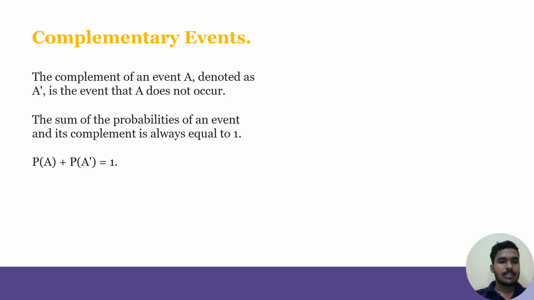Complementary events. The complement of an event A, denoted as A', is the event that A does not occur. The sum of probabilities of an event and its complement is always equal to 1. That is, P(A) plus P(A') is equal to 1.